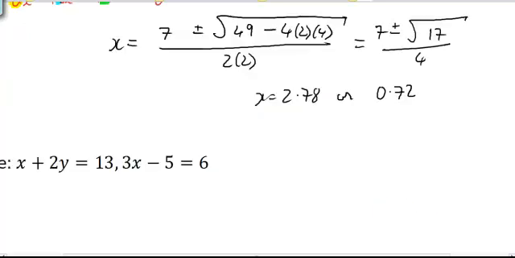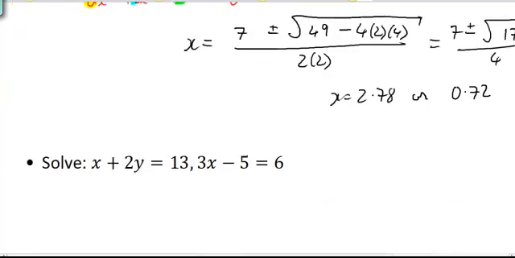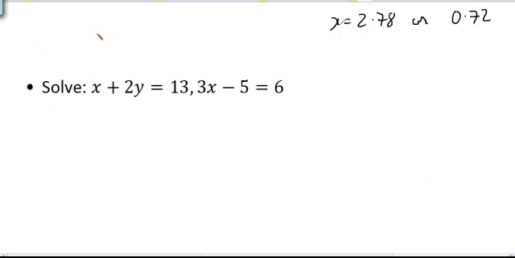Okay, we're on to our last question now, which is a quick simultaneous equation. When we're asked to solve two equations like this, first thing is we number them. That's equation 1 and equation 2. And we write them above each other. So we'll have x plus 2y is equal to 13. And we've got 3x minus 5 is equal to 6. That's equation 1. And that's equation 2.